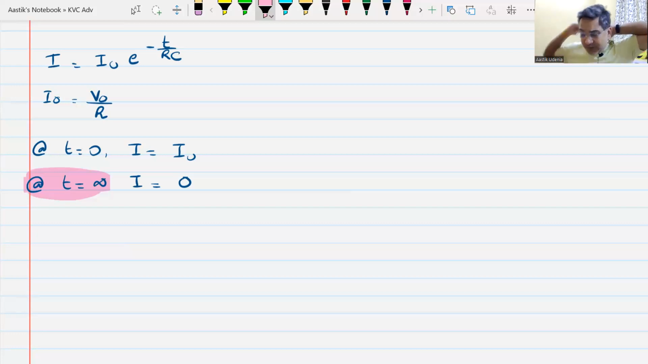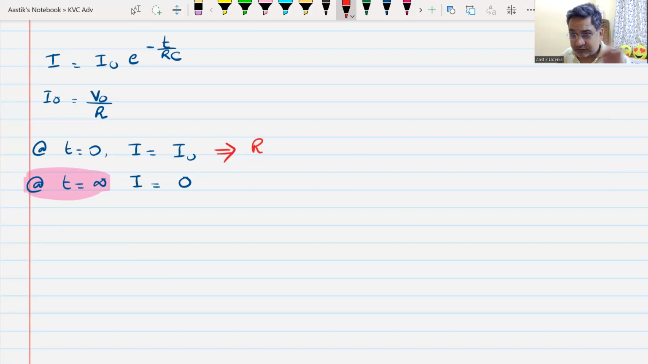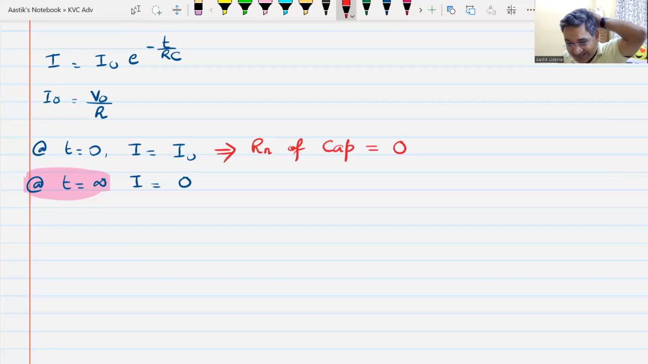Now, I can think of this in terms of the capacitor acting as a variable resistor in a circuit. What do I mean when I say the capacitor is behaving as a variable resistor? Remember, a capacitor does not have a resistance, but if I take this capacitor as a resistor, I can say the following.